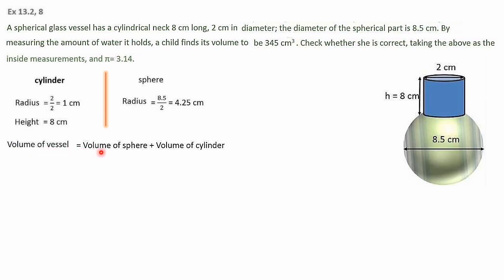Volume of vessel is equal to volume of sphere plus volume of cylinder. Volume of sphere, we know the formula, 4 by 3 pi r cube. Volume of cylinder pi r square h. Let's substitute it. Volume of sphere 4 by 3 pi r cube, 4 by 3 into pi 3.14 into radius. Radius is 4.25 centimeter. That is 4.25 cube. Plus volume of cylinder pi r square is the formula. Pi value is 3.14 into r, radius is 1 square. Height is 8. So we have just substituted.